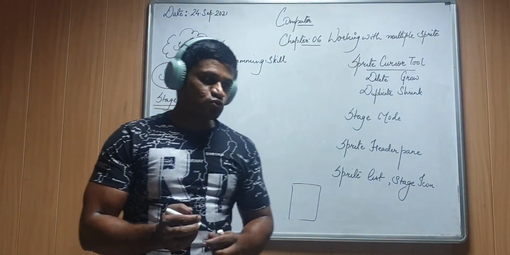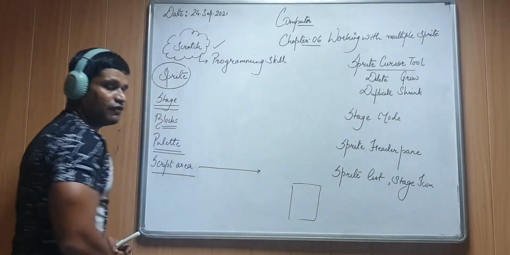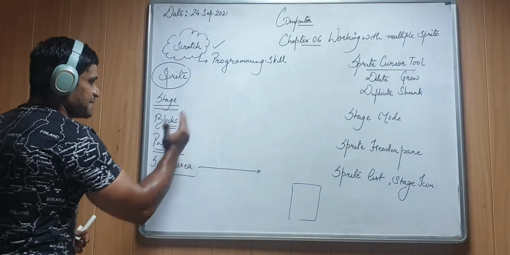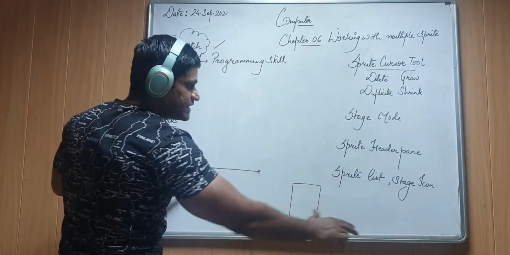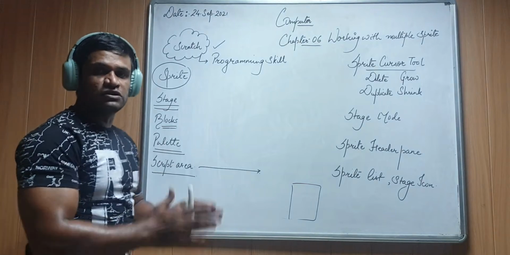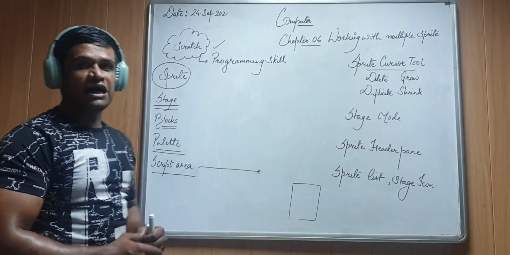The second is switch to full stage, which means the complete screen will be covered. Now the script area, scripts and block palette will all be removed. Only your stage and the sprite present on that stage will be visible. The rest of the parts will be hidden.